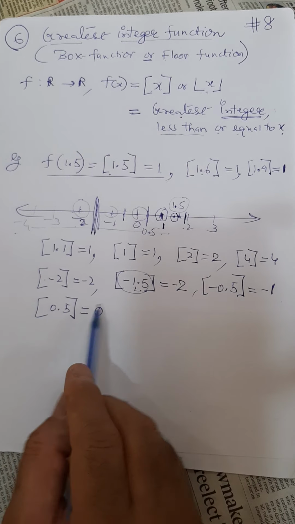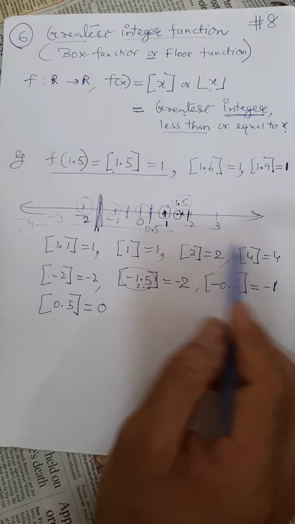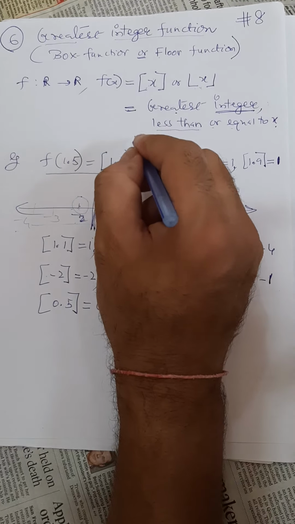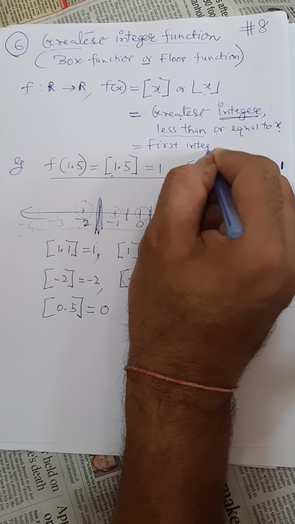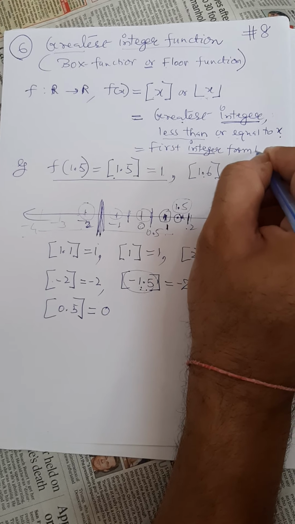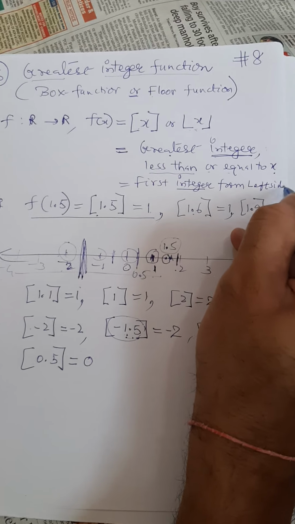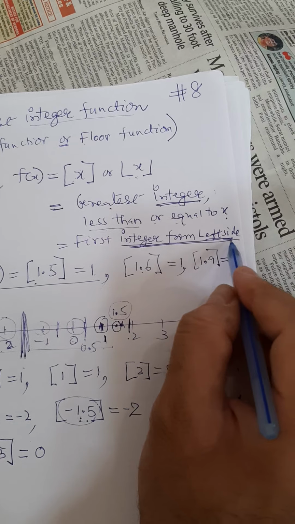Now if you observe all this, the one line answer is: these are all integers, and all these numbers are the first integer from the left side. So you can write these also as the first integer from the left side.